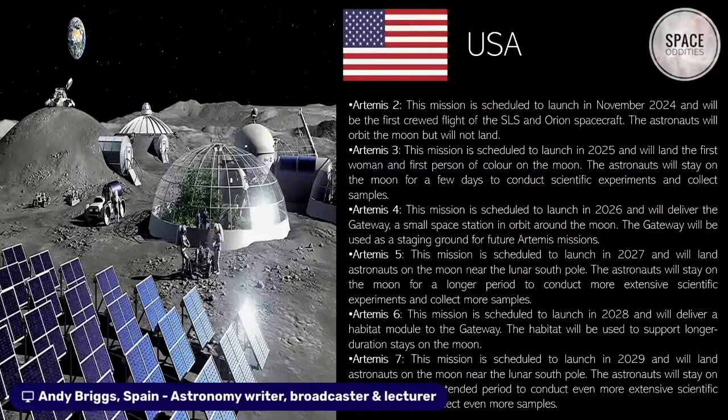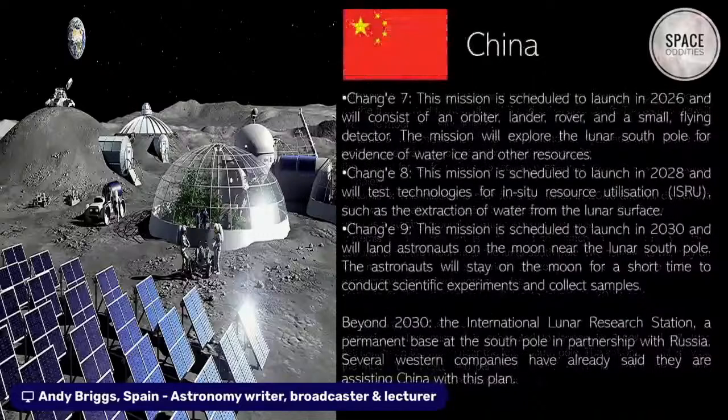Artemis missions. Artemis 5, that's going to launch in 2027, and they're going to stay on the moon for a much longer period to carry out experiments and collect more samples. And we've got Artemis 6 in 2028, delivering a habitat module to the Gateway. Artemis 7 launching in 2029, where the astronauts will stay on the moon for even longer to do valuable scientific work and collect and analyze more samples.